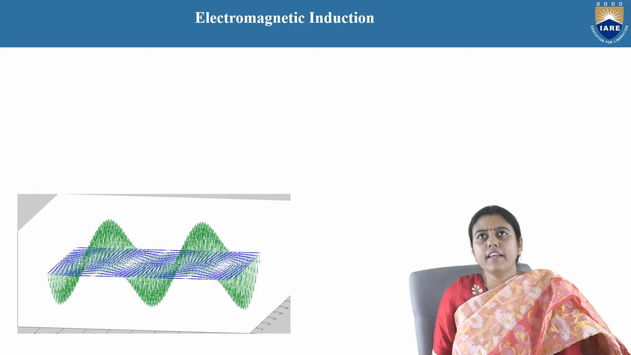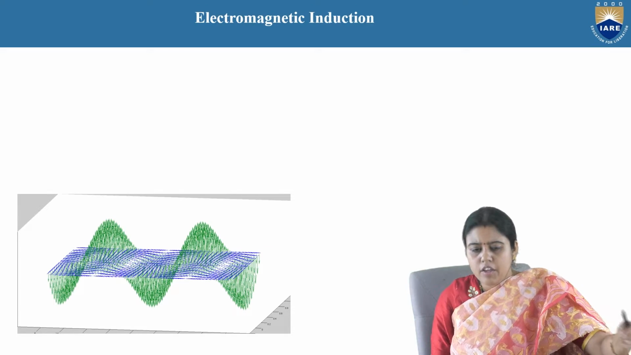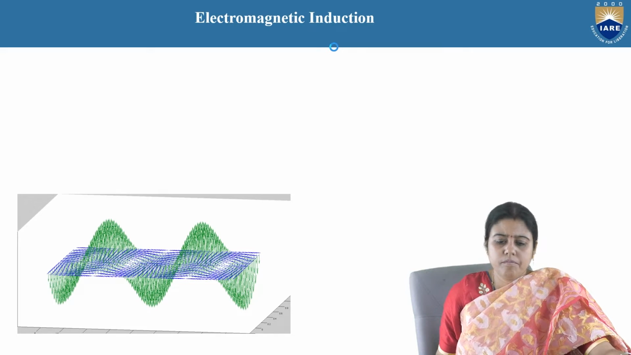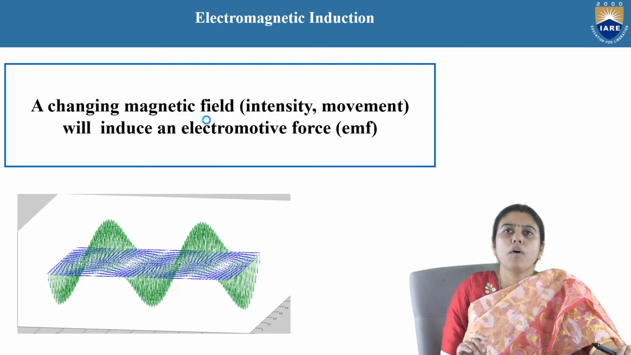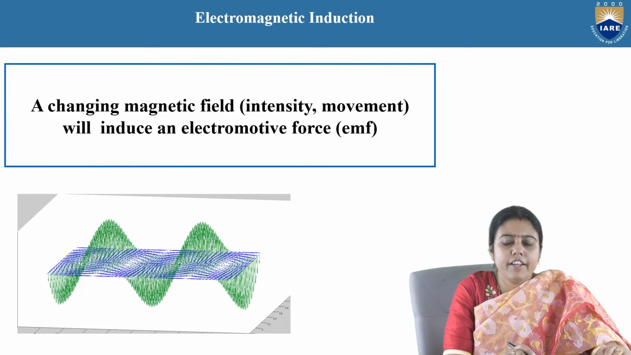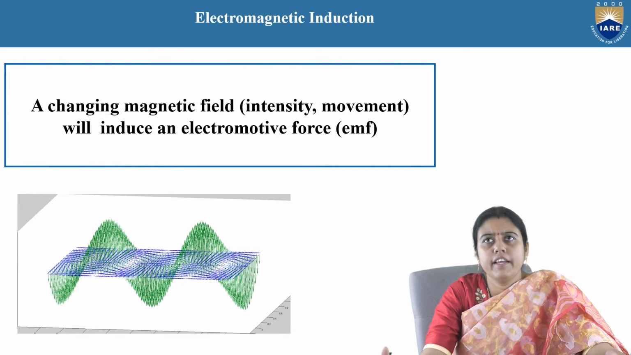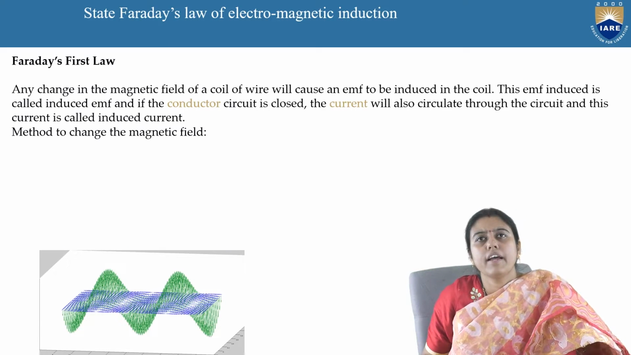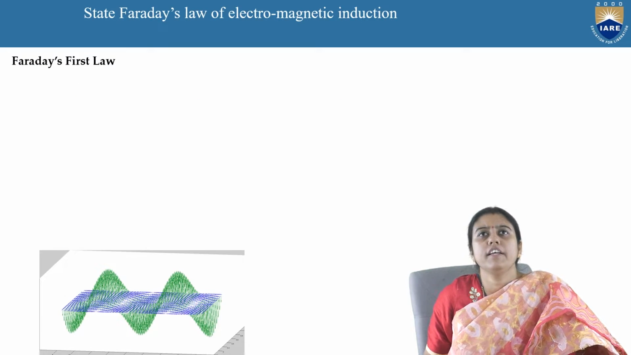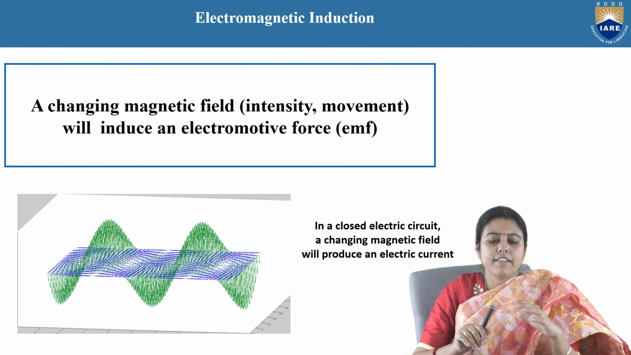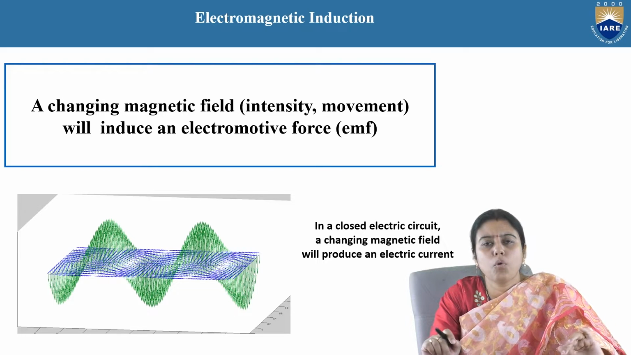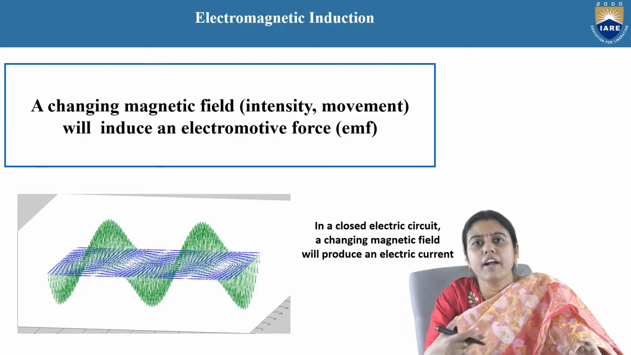So, what is electromagnetic induction? Electromagnetic induction occurs when there is a change in the magnetic field, maybe a changing intensity, or the movement of the magnets, as I told earlier. There is an induced field in it, and if the circuit is closed, it will cause some current to flow.